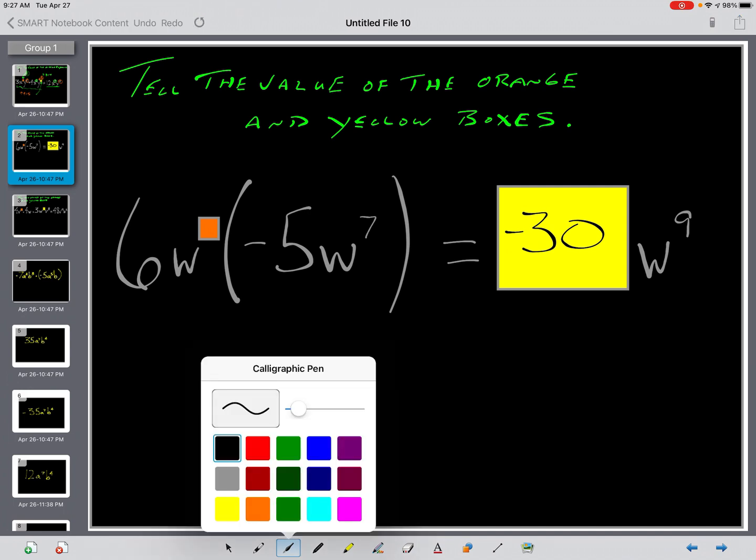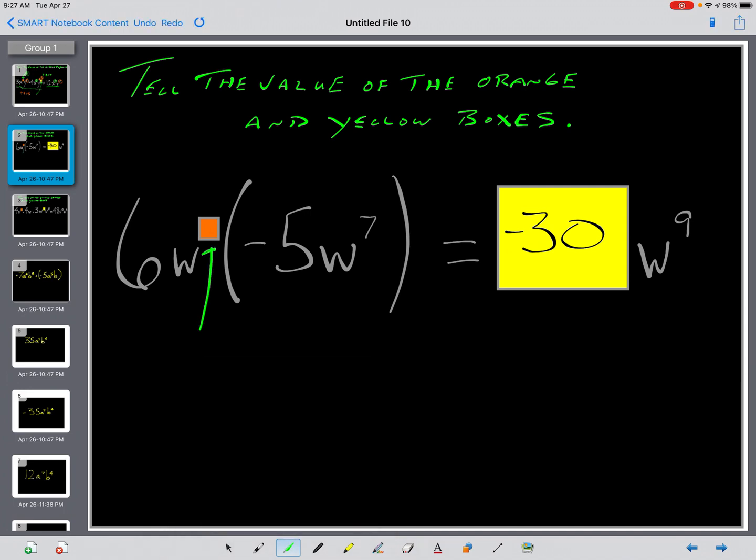And the value of the orange box here, we have to look to the product w to the 9th, and we see we're given 7 for the exponent of negative 5w, and so we do 9 minus 7, and of course 2 is the value there.